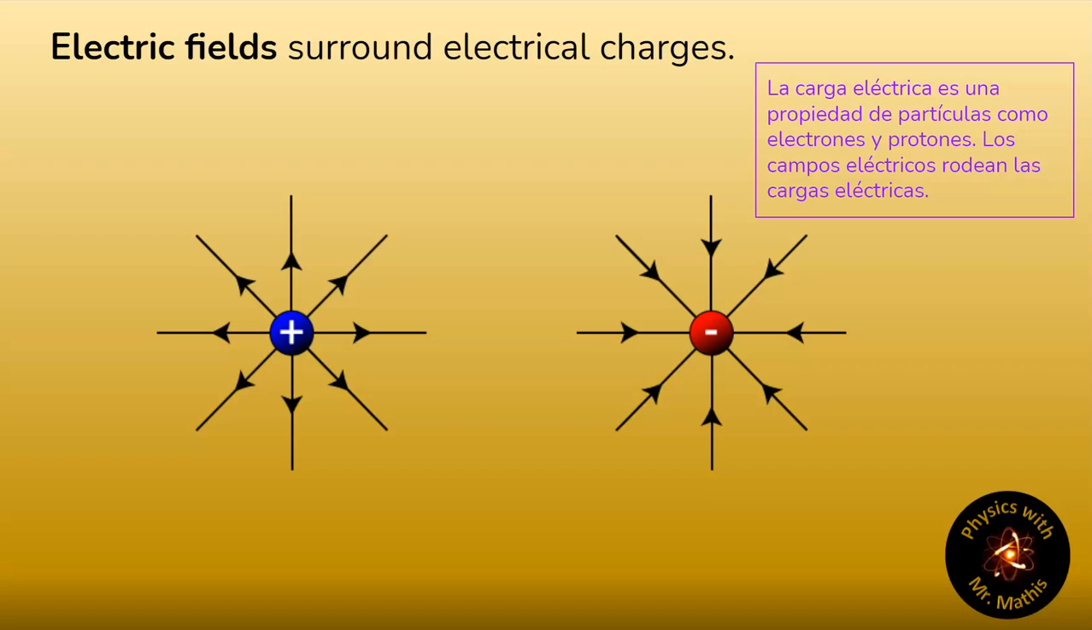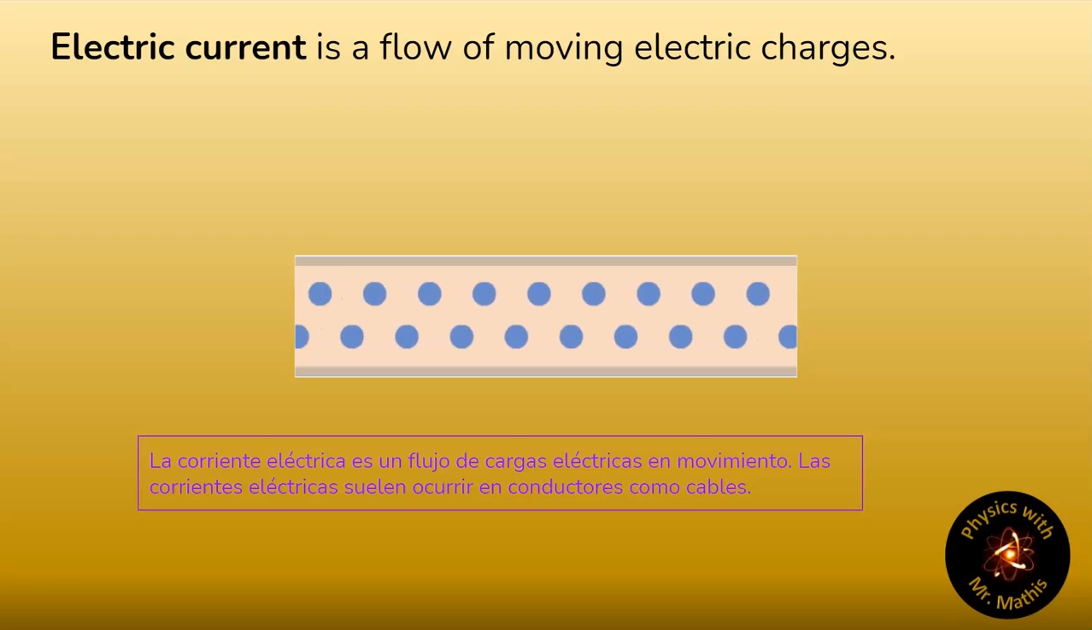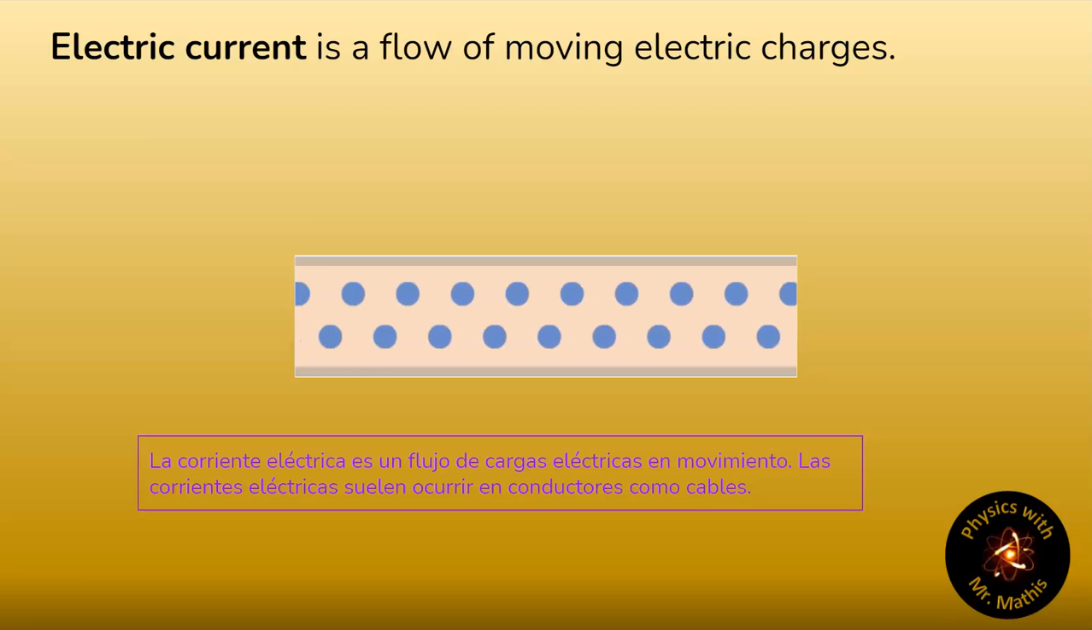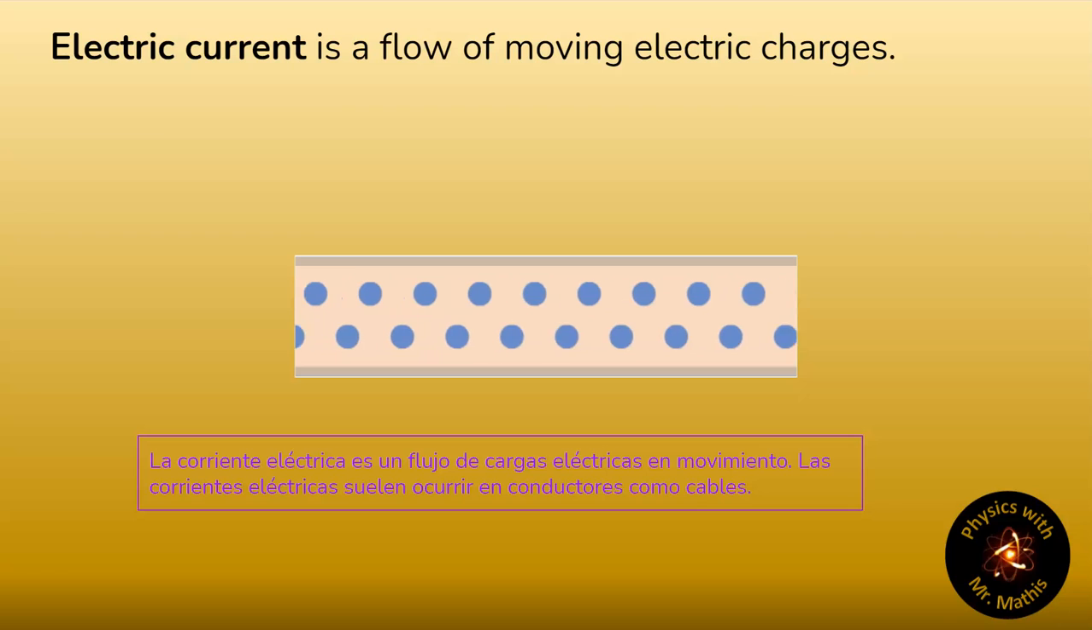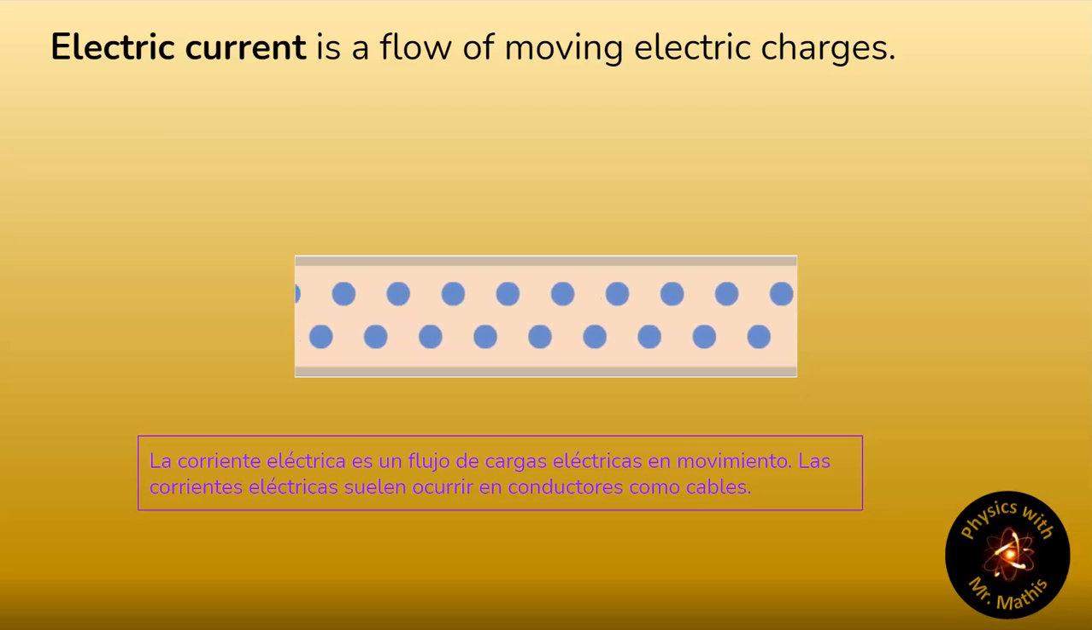Electrical charge is one of the fundamental properties of matter. Electrons and protons and other particles have positive or negative electrical charges. Electrical fields surround all charged particles. When electrical charges are flowing, maybe through a wire, we call that an electric current.